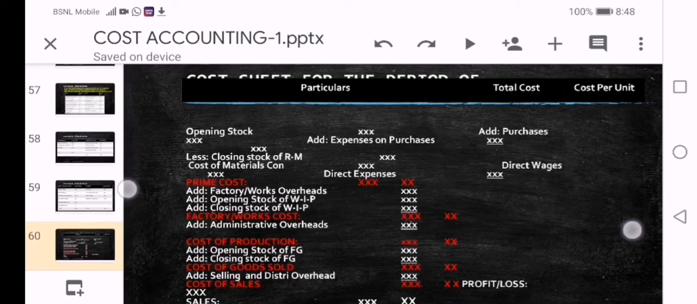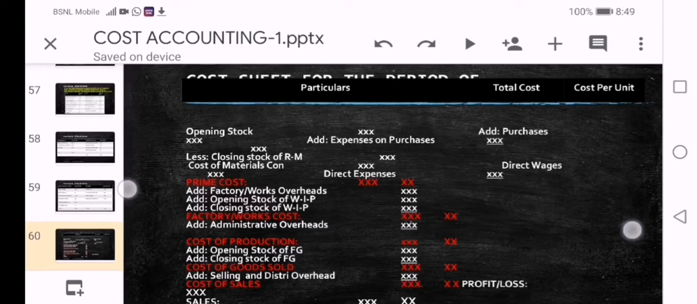So how many elements do we have in the costs? Either indirect or direct, we have only 3 elements. Okay. Material, labor and overhead. Now material is over in the form of cost of materials consumed. Second one is direct wages. You add direct wages. Similarly, you add direct expenses if any. After adding materials consumed, direct wages and direct expenses, take the total.